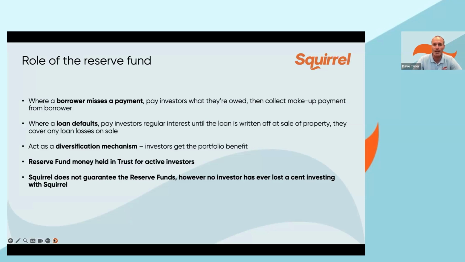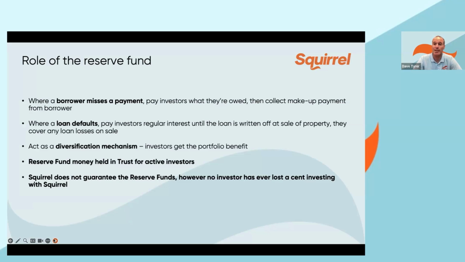All right. The reserve funds act as your diversification mechanism. So you get the benefit of the whole portfolio of loans, even though you may have invested in just one loan. In the case of investing in our term investments, the reserve funds help create that diversification mechanism for you. Okay, so you don't need to try and invest across lots of loans. Actually, it's the reserve fund that creates that diversification for you. You get the benefit of the whole portfolio of loans.